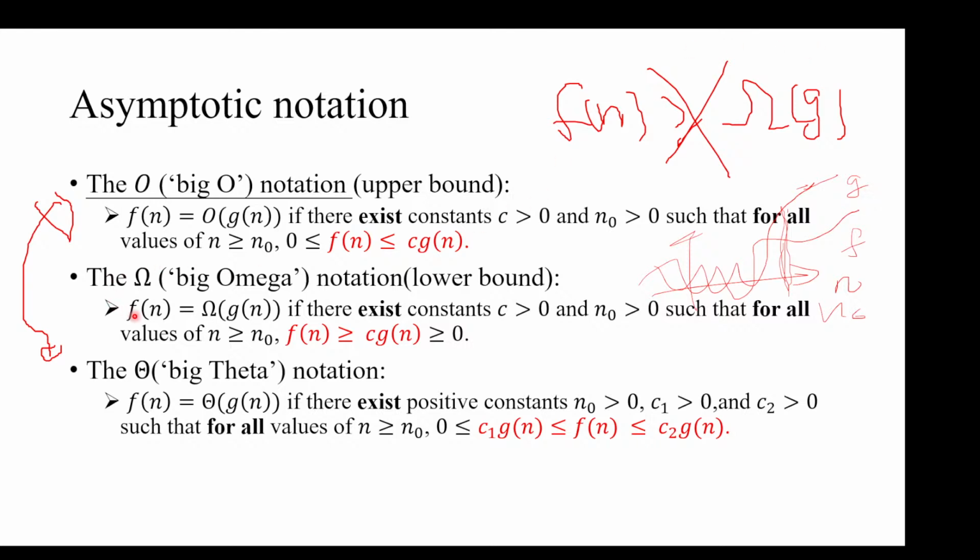The other way around is big omega notation. It's basically the same thing, except now g is the lower bound of f. So f of n is greater than or equal to c times g of n when n goes to infinity.